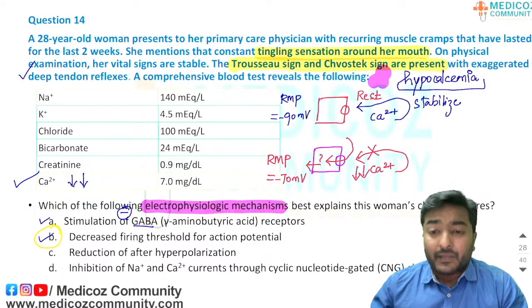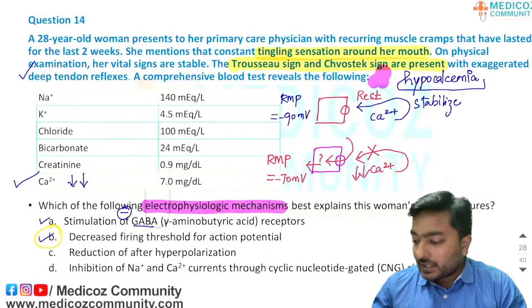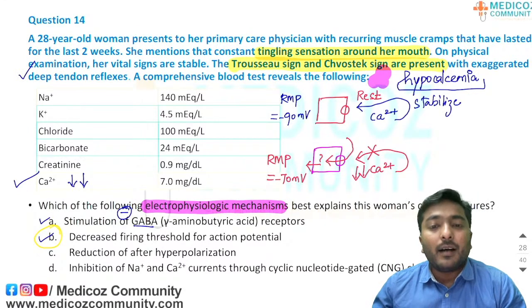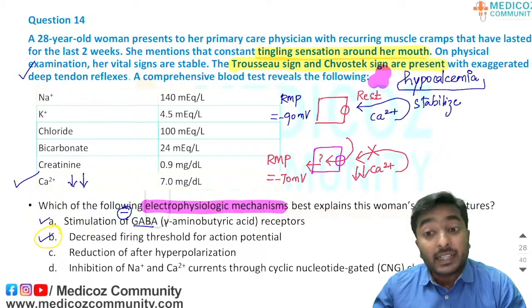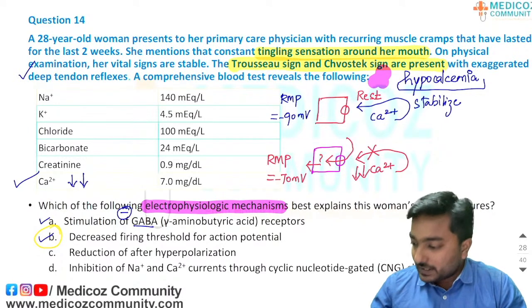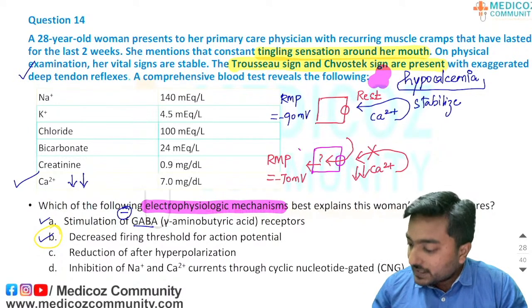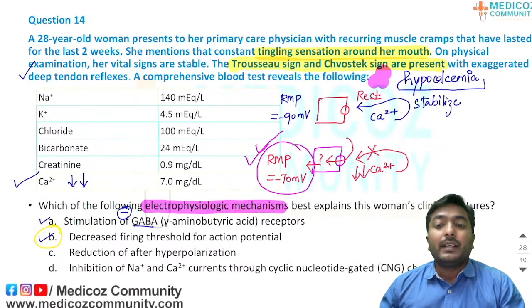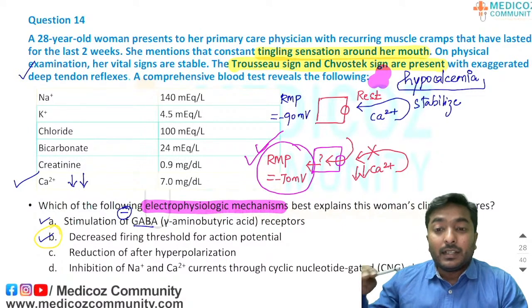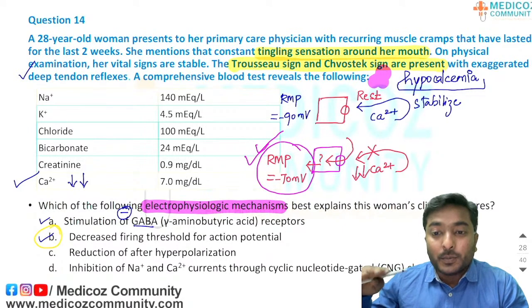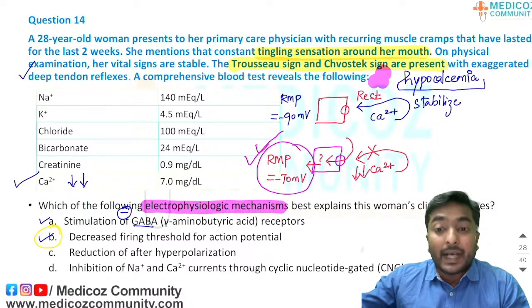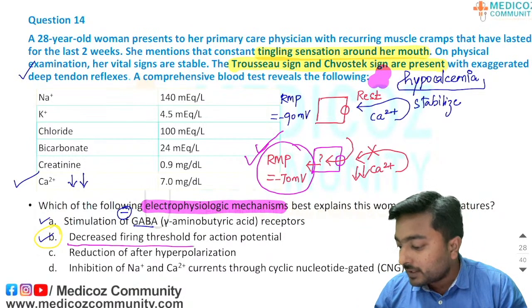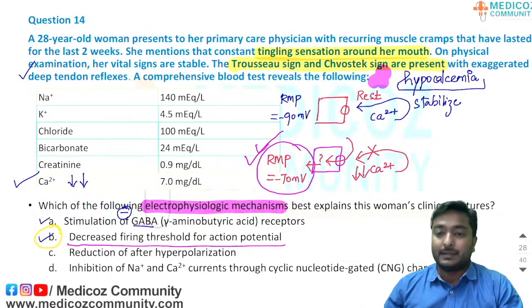Now tell me, to excite a cell of resting membrane potential minus 70 millivolt is easy, or to excite a cell of minus 90 millivolt is easy? Definitely, to excite a cell of minus 70 millivolt is very easy. It means the stimulus or the threshold to stimulate this nerve or muscle has decreased. So this is what is meant by the decreased firing threshold for the action potential.